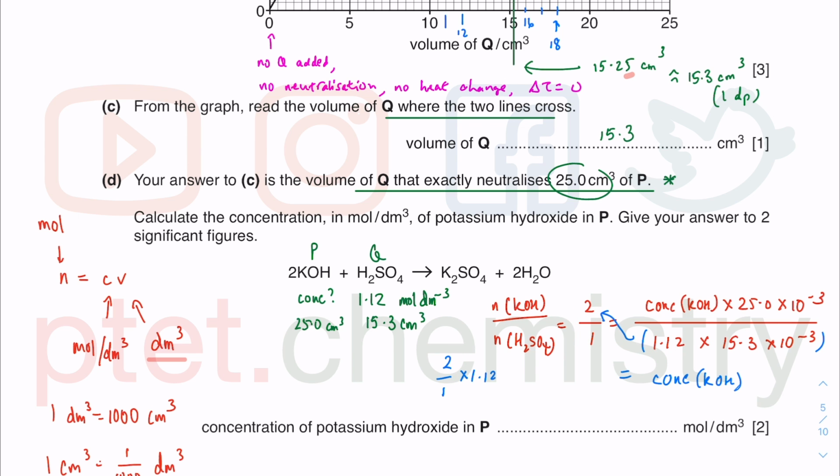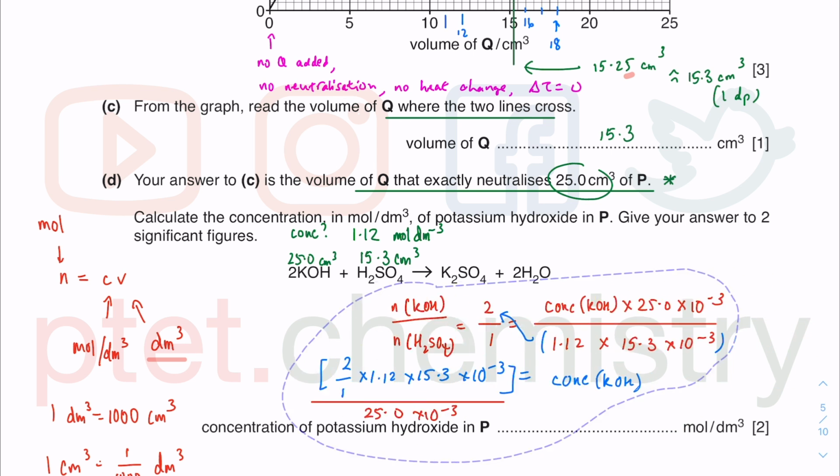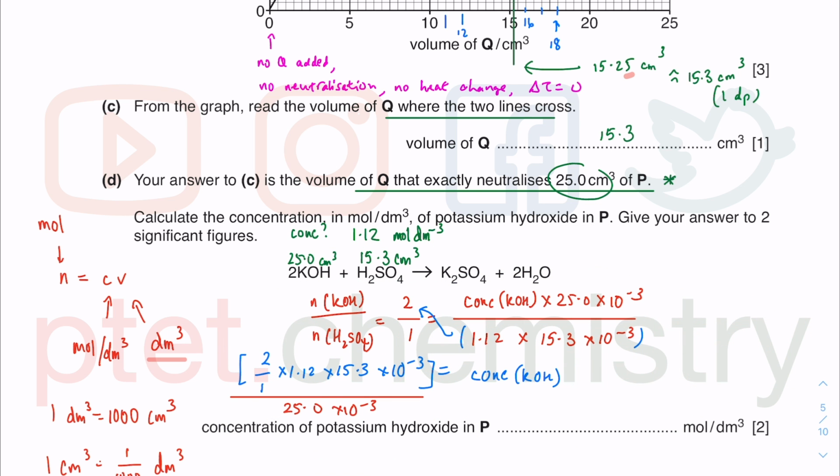So there's times 1.12 times 15.3 times 10 to the minus 3. However, I have the concentration of this times 25.0 times 10 to the minus 3. So realistically speaking, I'm going to divide the whole thing by 25.0 times 10 to the minus 3. I'm allowed to do this now, where I can move this information up there, because I'm slowly running out of space here. So I'm just going to move these all the way to the left side so that I'm not running out of space there.